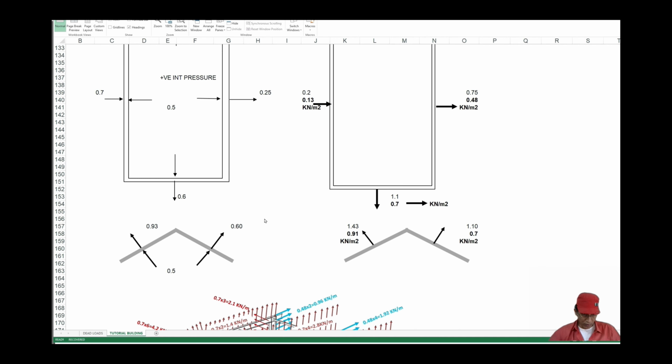Now let us come to the roof part. We have the external pressure coefficient as 0.93 and 0.6, and the internal pressure coefficient is positive. That will be towards the surface. Positive means towards the surface.